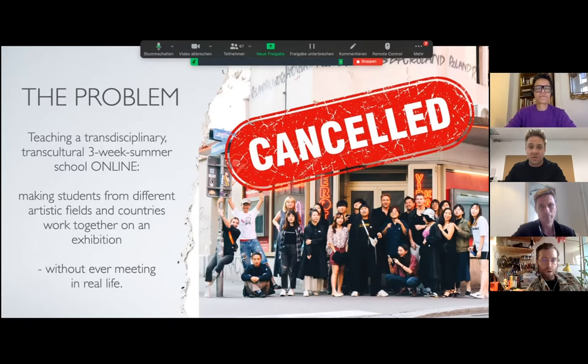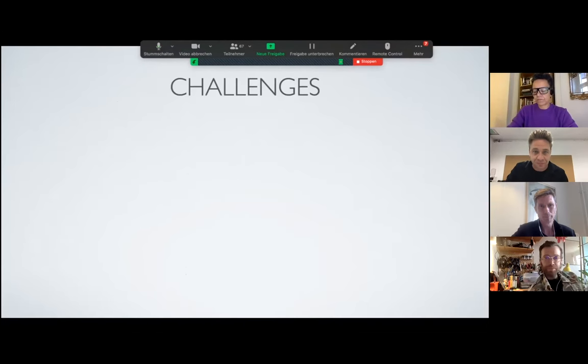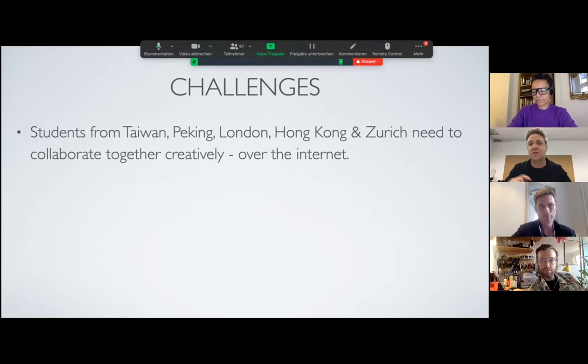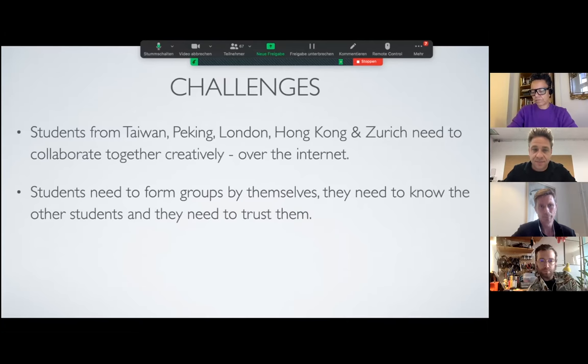This is a picture you see from last year before COVID. You can sort of see the groove that we had. So the challenges for us were, we need to collaborate together creatively in teams over the internet. The students need to form groups themselves. We don't believe in forming the groups by the teachers, but we want an organic group forming process. And the students, of course, need to trust each other, because in such a short time frame, you need to work together, you need to feel good in a group.